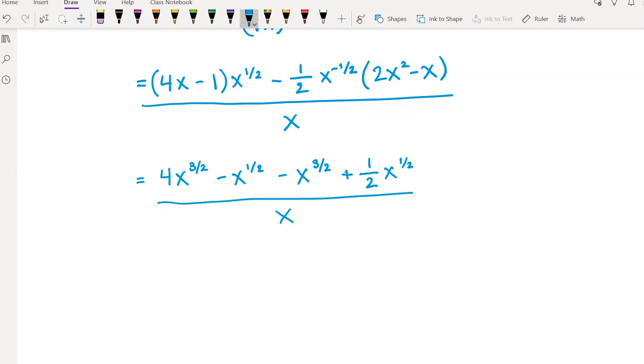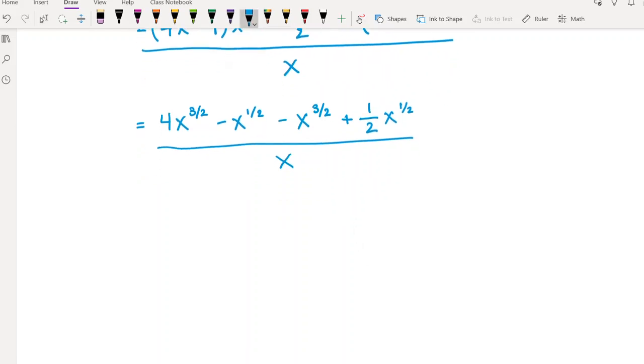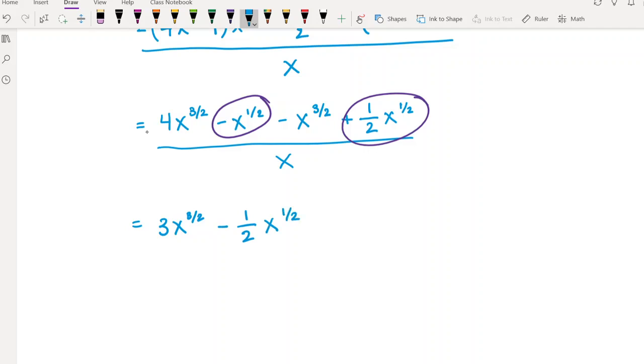All divided by x. So this is still not fully simplified because we can combine like terms. We have some things that are the same, right? We have a 4x to the 3/2, we have a negative x to the 3/2. So together that gives us 3x to the 3/2. So that's combining this and this. Then we have a negative x to the 1/2 and a 1/2 x to the 1/2. So together that's going to give us negative 1/2 x to the 1/2 over x.